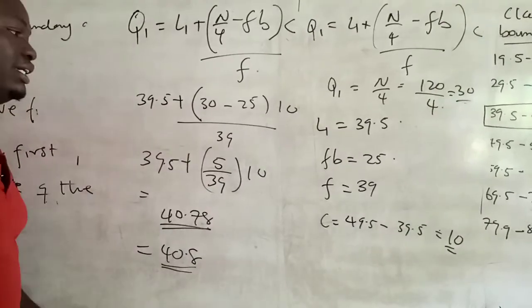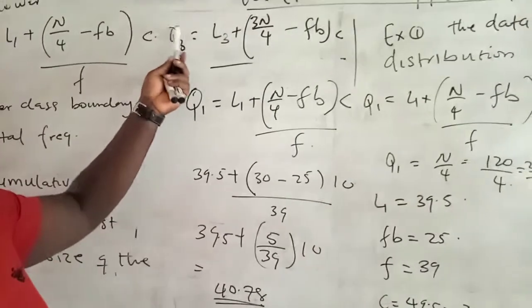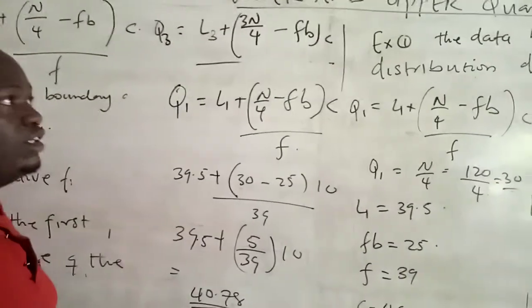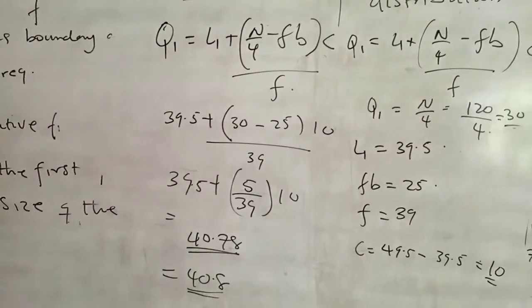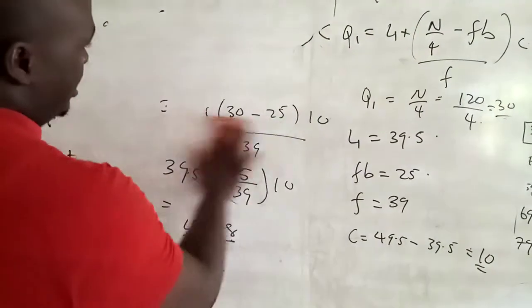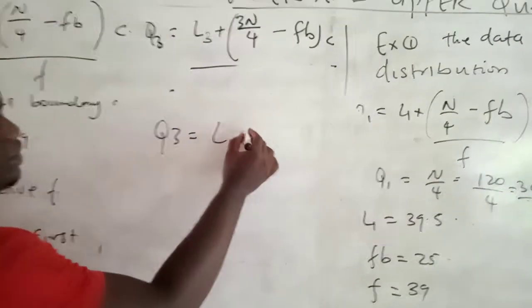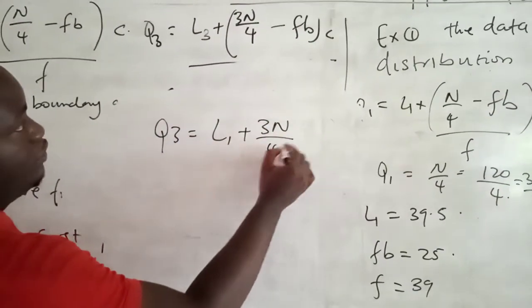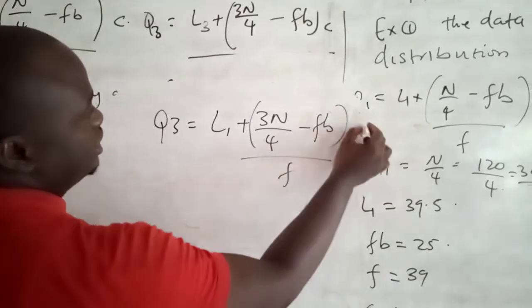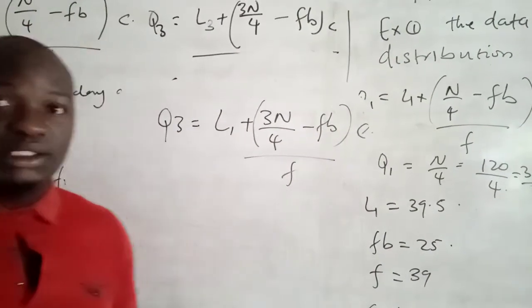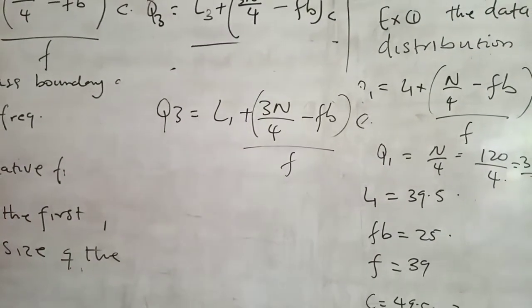If you have done this and you understood it, I want you to solve the third quartile. Please, solve the third quartile and drop your answer for me at the comment section. What to do here, we already have the formula, which is what? N, all over what? 4, minus what? FB, right? Divide by C. So this is an assignment, guys. Solve this, drop the answer for me at the comment section.